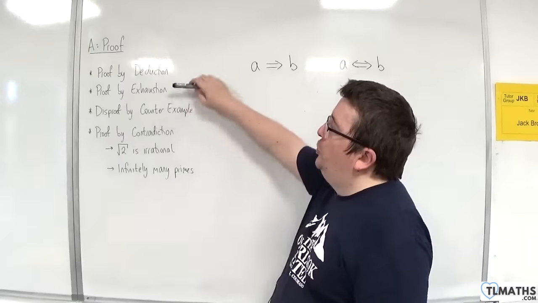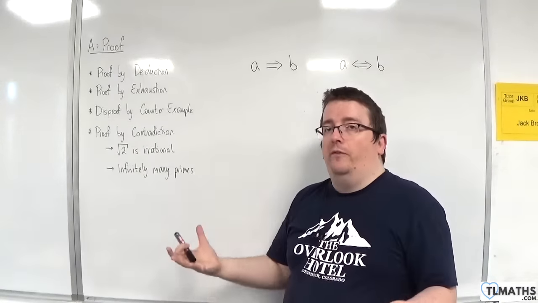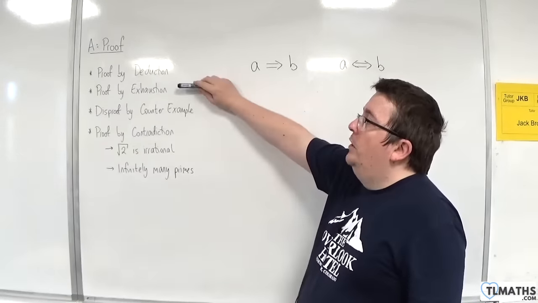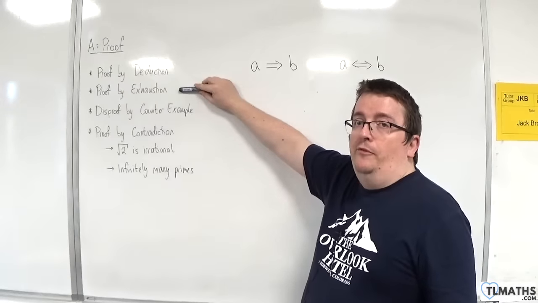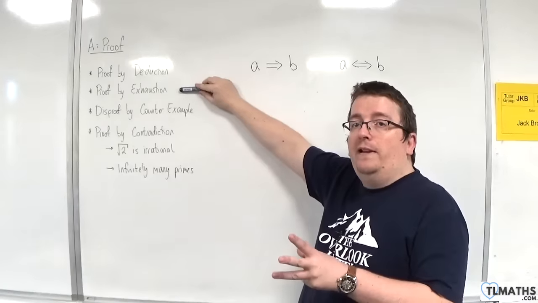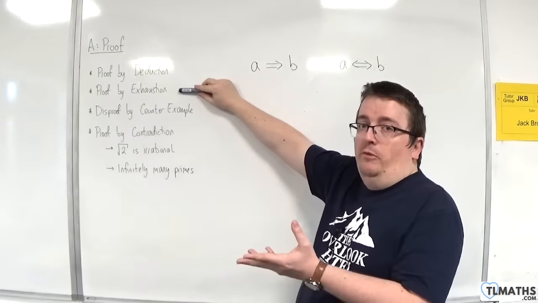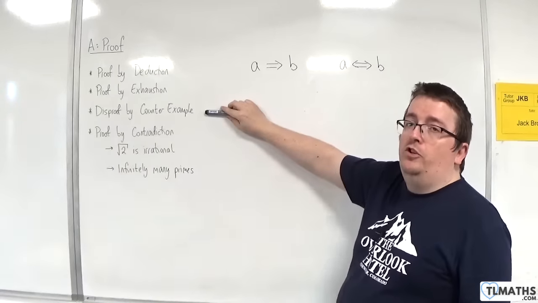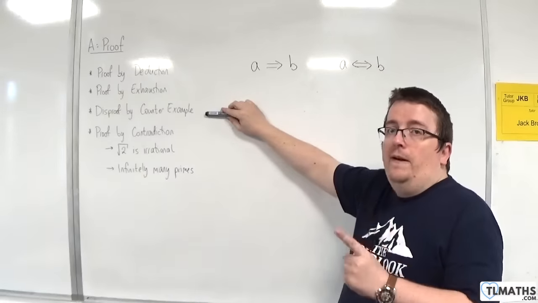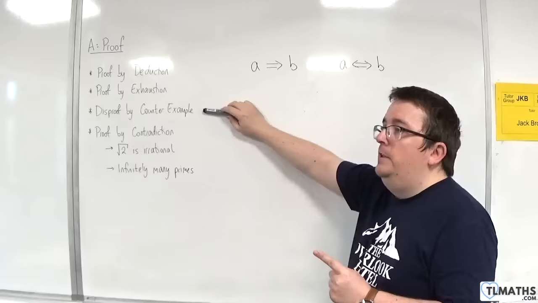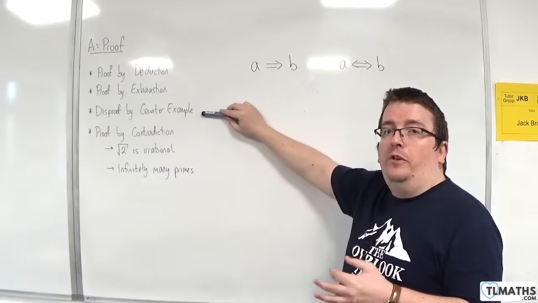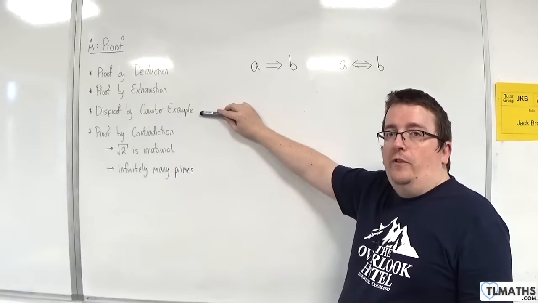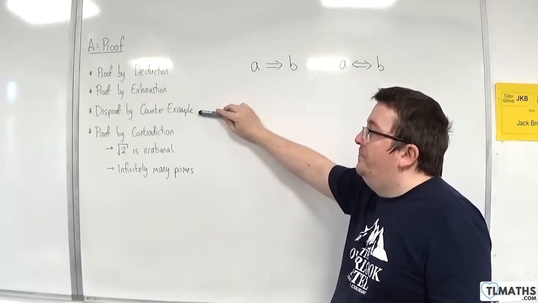Proof by exhaustion. Essentially, you're just going to try all of the values that you can. So just try everything. A good use of your calculator for that would be the table function. So if you've got to substitute in multiple values, then use the table function on your calculator to do that. Disproof by counterexample, you just want to find one example where it fails, okay? Just one example. Check, does it work for zero? Does it work for one? Okay, so try the obvious ones first and see if you can find it that way.